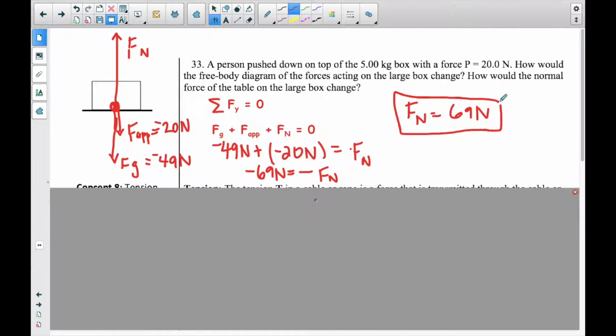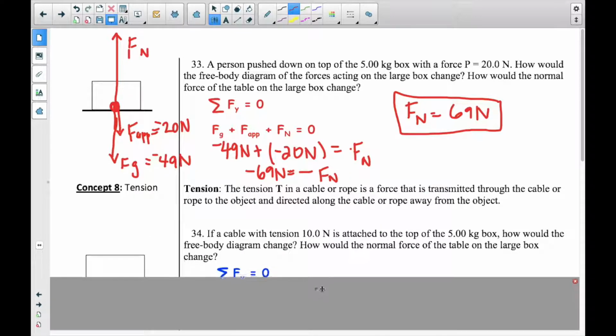In other words, the normal force, that supporting force, now has to support that push. The person is pushing down on the box, so we have to support that as well. So our normal force is a total of 69 newtons.